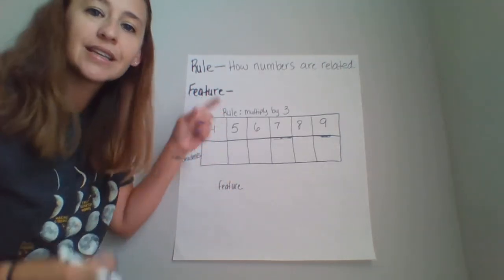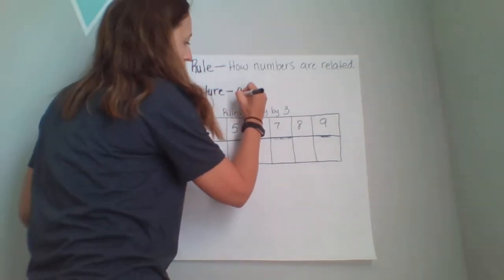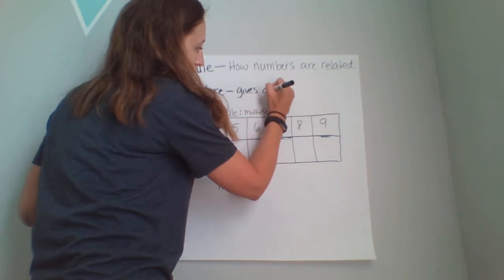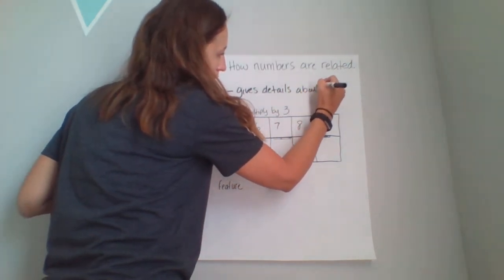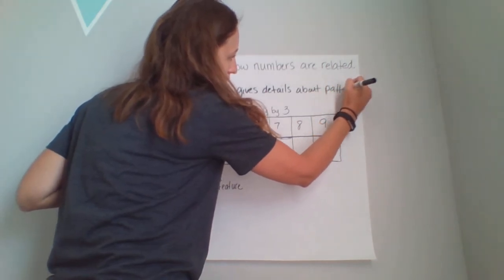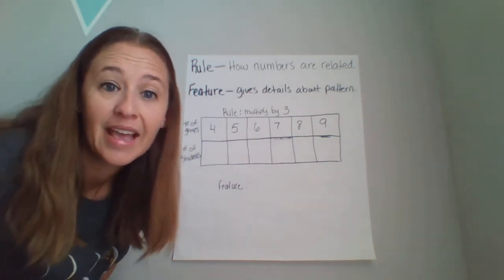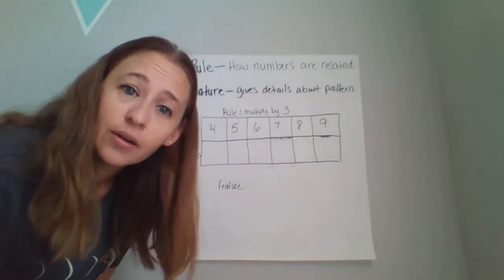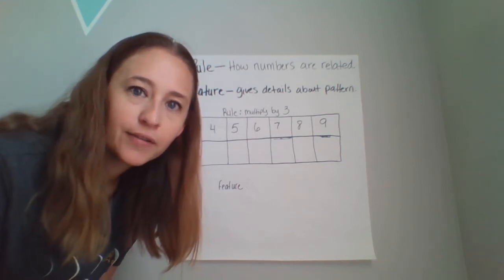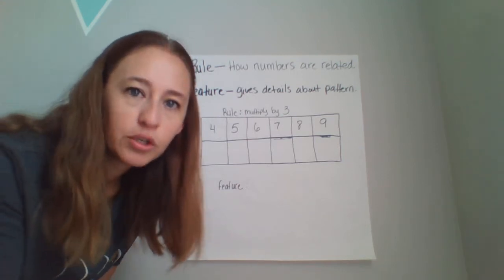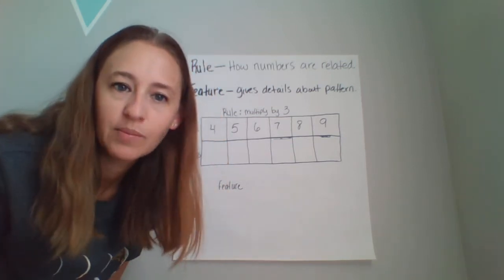A feature gives details about the rule and the pattern. Features can be something as simple as all these numbers are even or all these numbers are odd. But most of the time when we're talking about a feature, we're going to say it is a multiple of 2 or they are multiples of 6 or whatever the case may be.